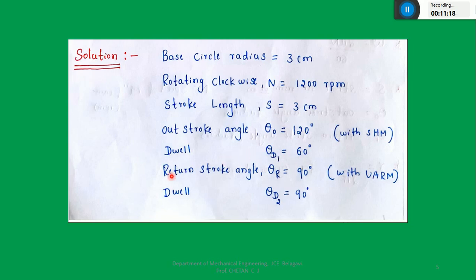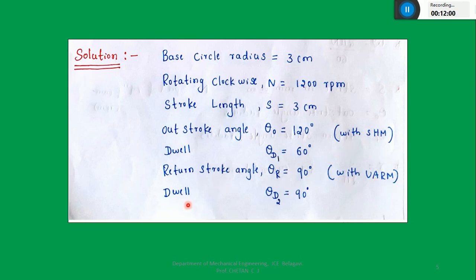After that, the follower will come down for the next 90 degree, which is nothing but the return stroke angle, theta r, that is 90 degree, with uniform acceleration and retardation motion. So this is the difference between the first problem and the second problem. In the first problem, both the outstroke angle and the return stroke angle were with simple harmonic motion. But in this case, the outstroke angle is with simple harmonic motion and the return stroke angle is with uniform acceleration and retardation motion. So this is very important.